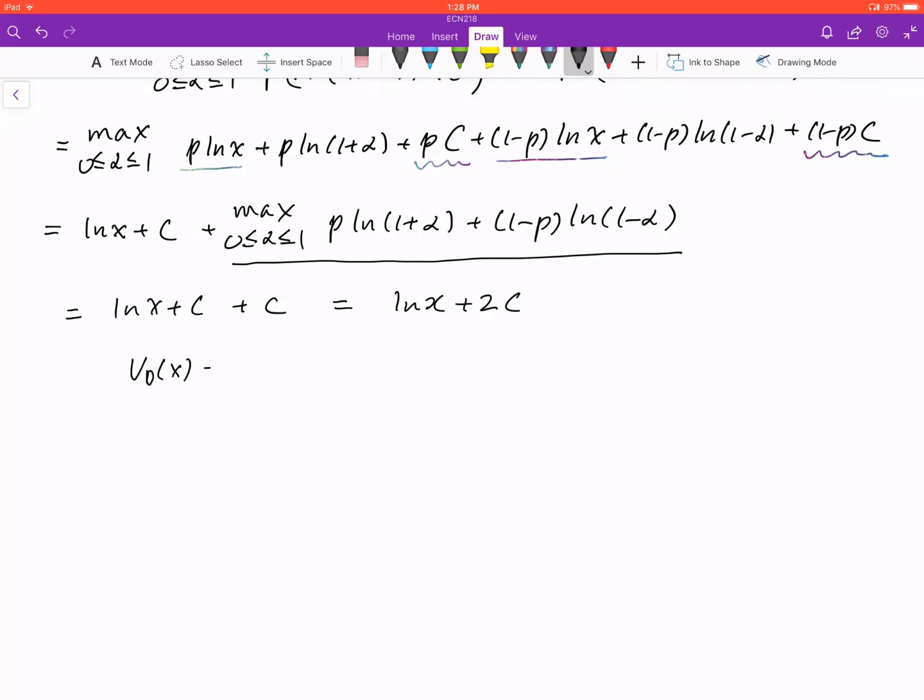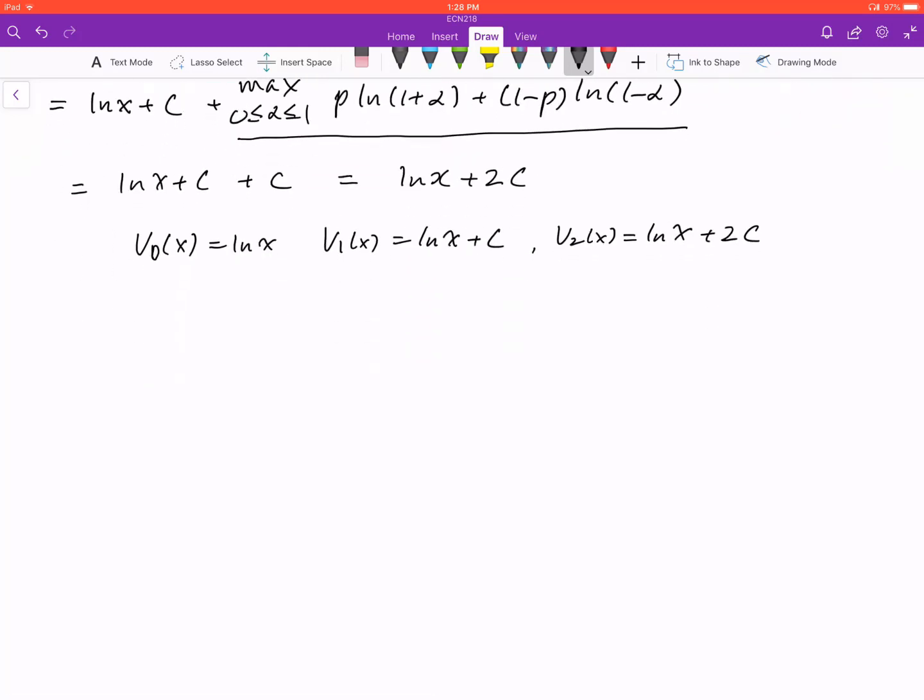Now let's list these first three values. v0 of x is log x, v1 of x is log x plus c, and v2 of x is log x plus 2c. So we know what our proposal is. This is our inductive assumption: we guess that vn of x is going to be log x plus nc.